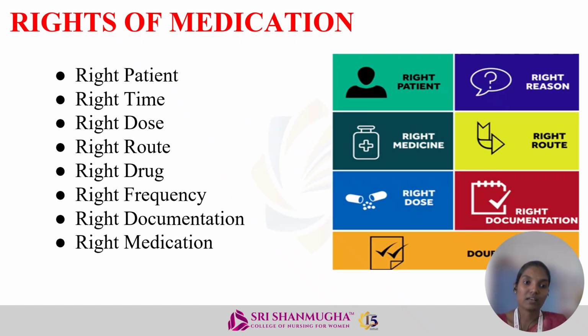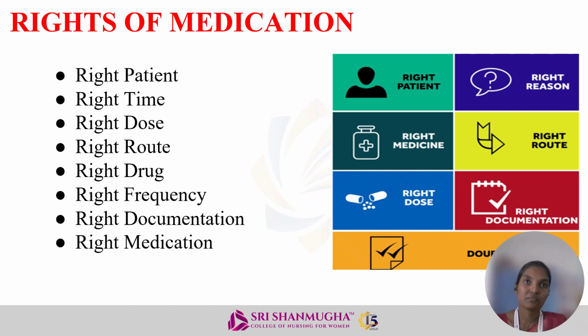Next we move on to rights of medication. What are all the rights we listed? Right patient, right time, right dose, right route, right drug, right frequency, right documentation and right medication. Right patient means we have to check the medication chart or drug chart, and also cross-check the patient ID band. After that we administer the medication. Right time means we have to administer medicine at the timing itself. That is the right timing.